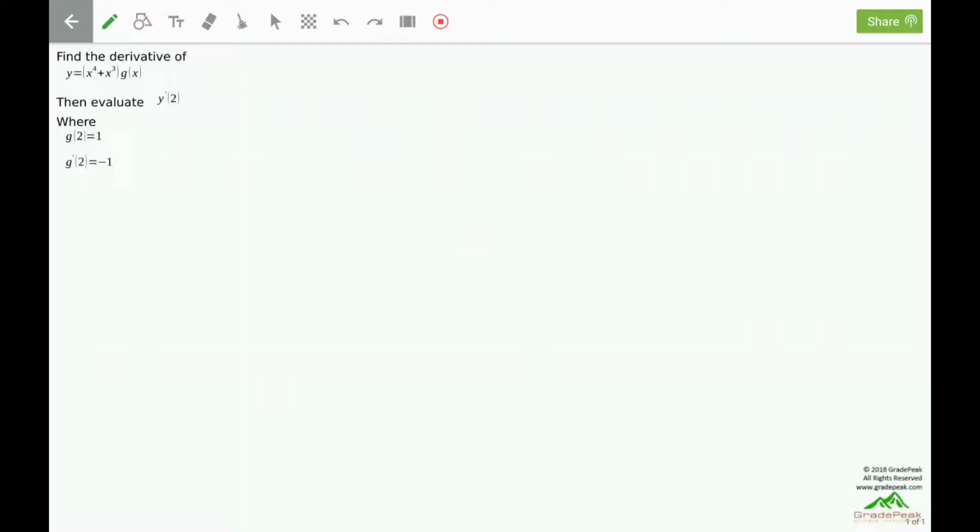Find the derivative of y equals the quantity x to the fourth plus x cubed times g of x. Then evaluate y prime of 2, where g of 2 equals 1 and g prime of 2 equals negative 1.